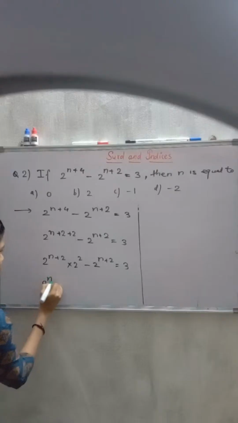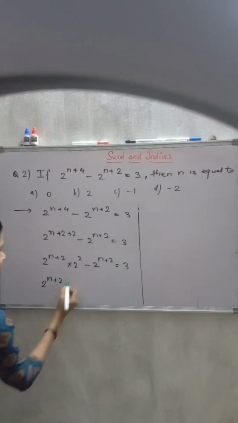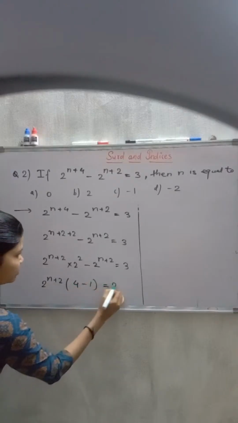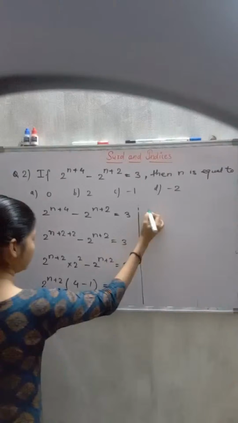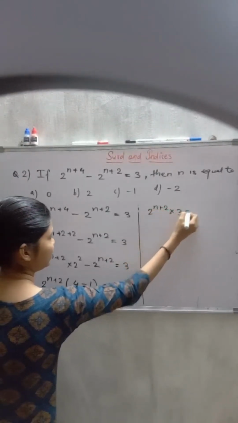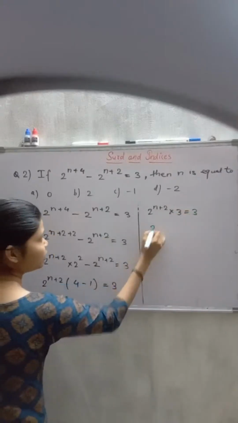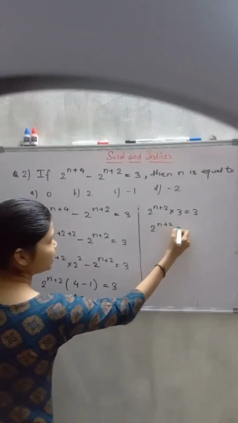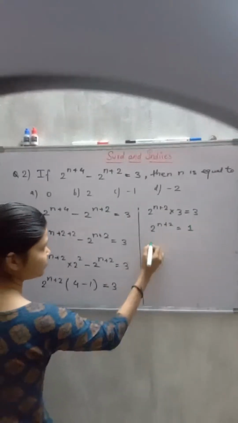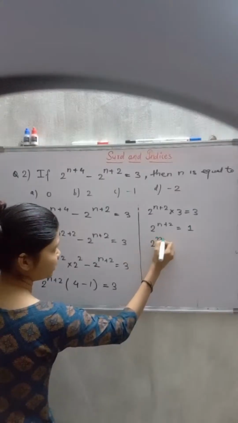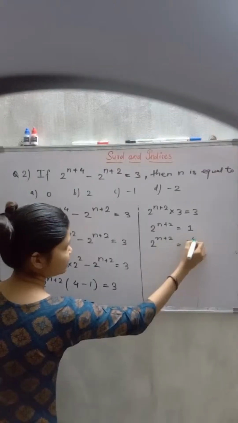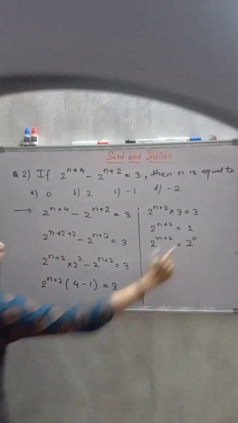2 raised to n plus 2 common, so we get 2 square is 4 minus 1 equal to 3. We get 2 raised to n plus 2 into 3 equal to 3. 2 raised to n plus 2 equal to 1. Now we can say 2 raised to n plus 2 equal to 1, and 1 is anything raised to 0. So we can write this as 2 raised to 0.